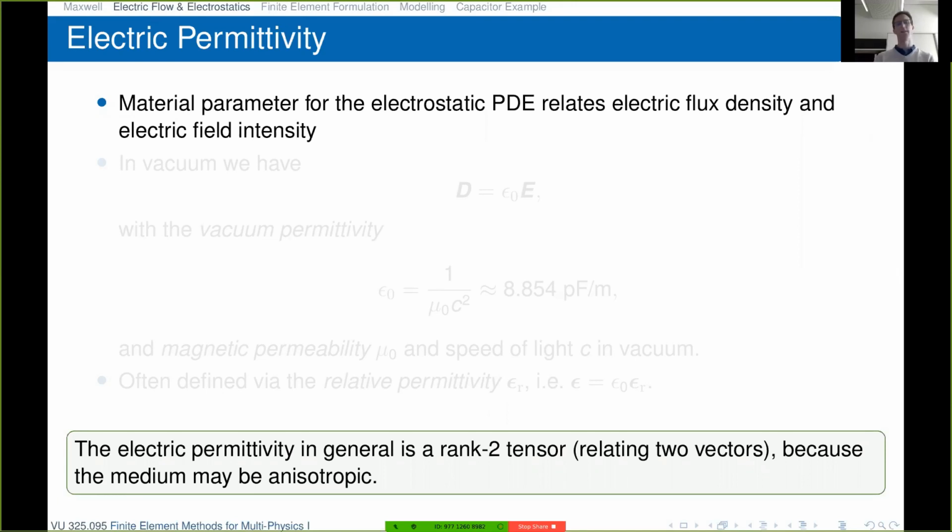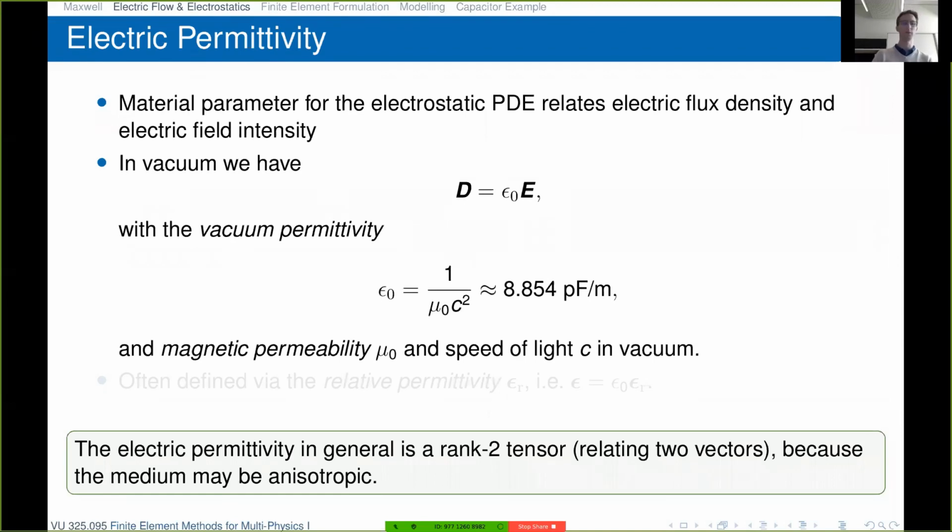intensity. And typically in vacuum, we have a scalar quantity. We have the vacuum permittivity, usually denoted with epsilon 0. The value is 8.854 picofarad per meter. And it is related to the magnetic permeability and the speed of light in vacuum by the given relation here.